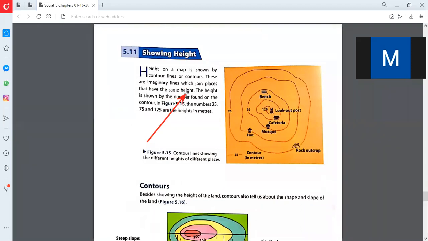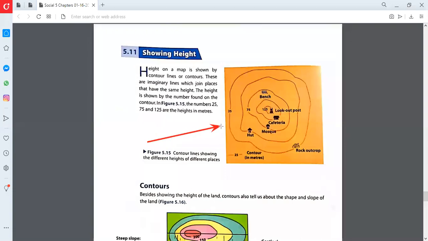In the topographical map, the sixth type of map which we see, we have these contour lines. The height is shown by the number found on the contour. In figure 1.5, contour lines are showing the different heights of different places. They are showing the height in meters.